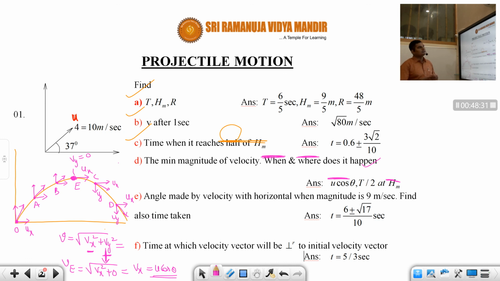This chapter is not difficult, but very, very interesting actually, provided you understand these concepts and the initial formulas I told you: the range, the maximum height, time of flight, and understanding how they are derived. That is also very important, students. Please don't just memorize the formulas for the sake of it. Just understand how they are obtained.